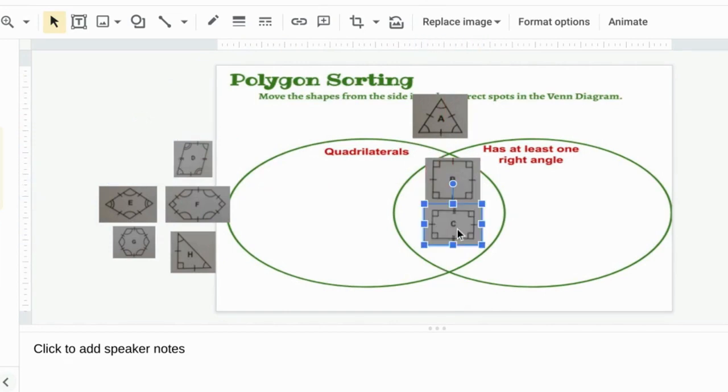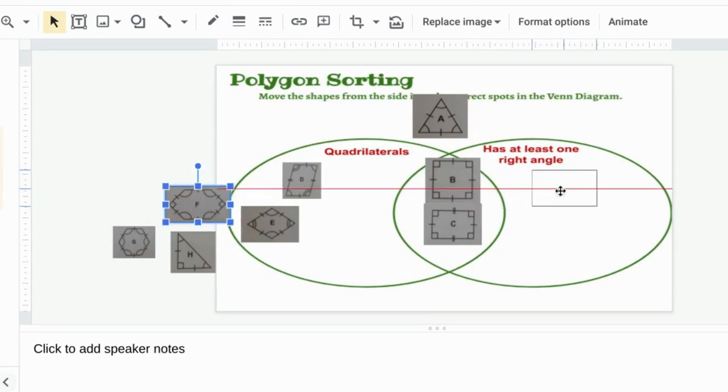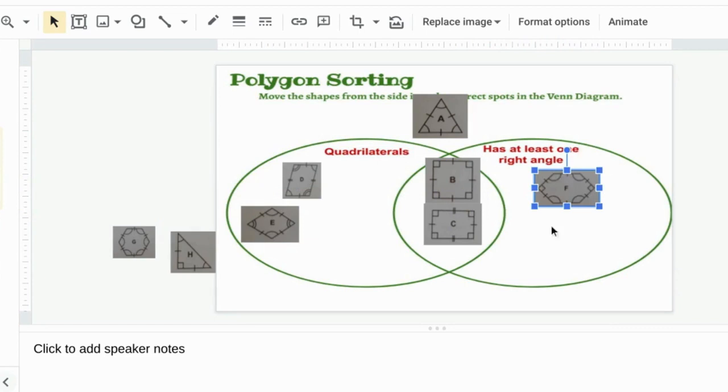in the center there. D has 4 sides, so it's a quadrilateral. None of them are marked as a right angle, so it's just going to go in quadrilateral. E again is 4 sides. None of them are right angles, so it's going to be here on the left-hand side. Then this shape here, it's a hexagon. It's got 6 sides, but you'll notice the 2 angles on the left and right side, those are both right angles. So it has at least one right angle, but it's not a quadrilateral, so it has to be only here in this right-hand circle.